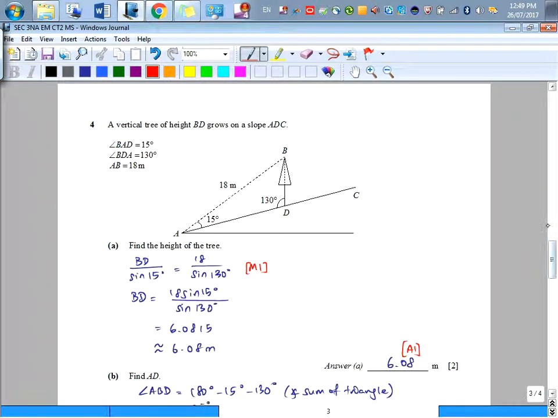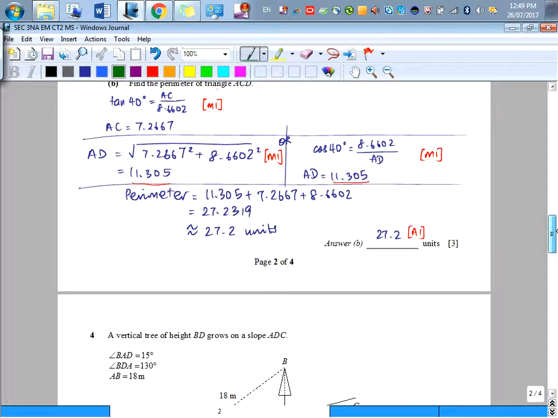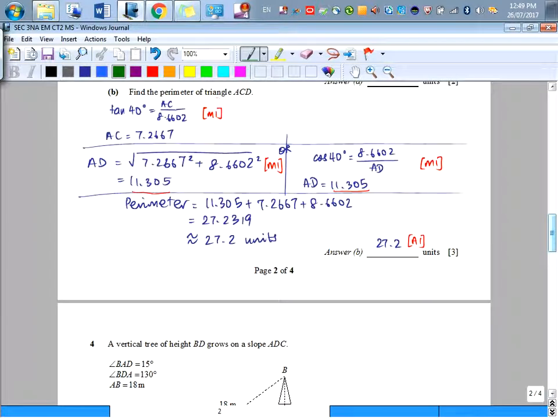Now, question 4. Those who haven't finished copying, hurry up. We are done. Look at question 4 about a tree growing on a slope.